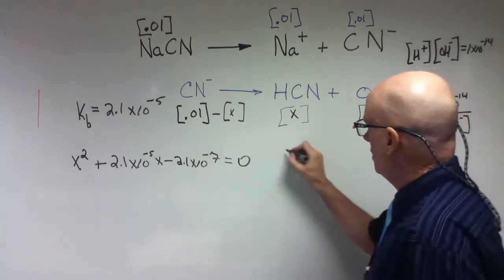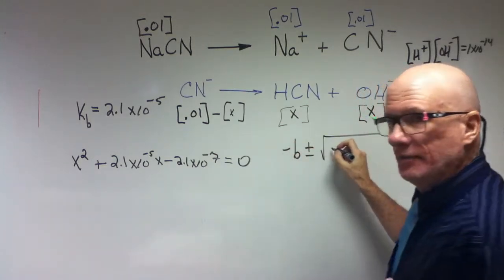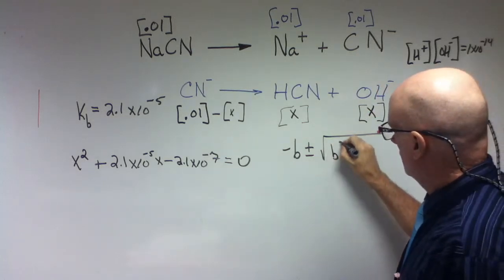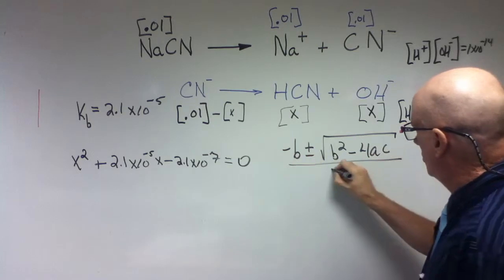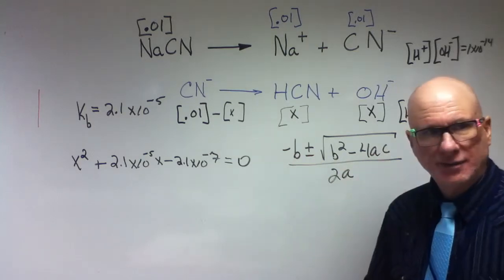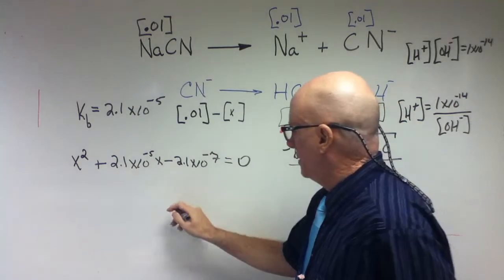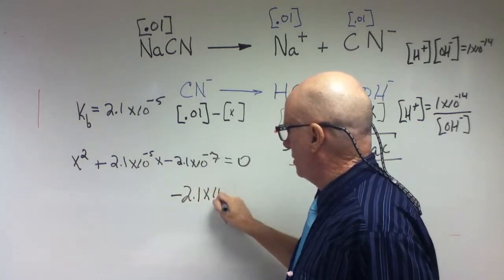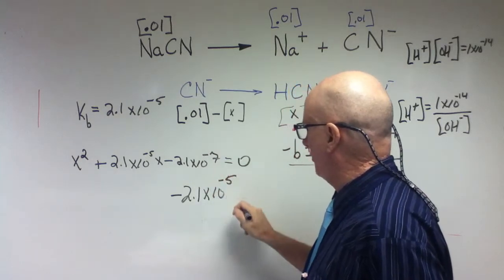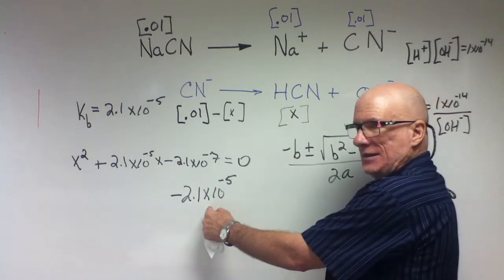Now, negative b plus or minus what? B squared minus 4ac over 2a. Correct? Now let's plug in. That's b. So it's going to be negative 2.1 times 10 to the negative 5th. Right? Now, that's negative, correct?